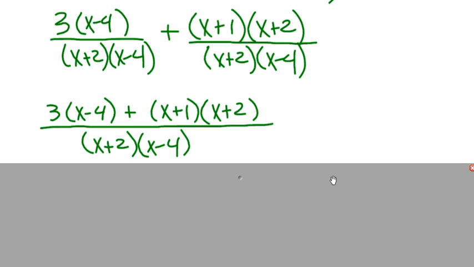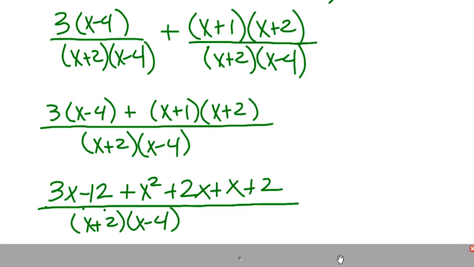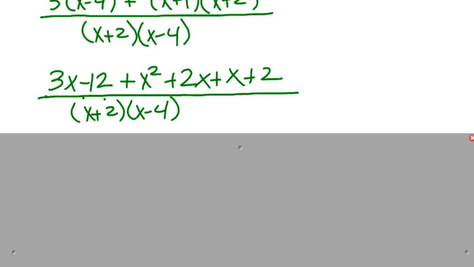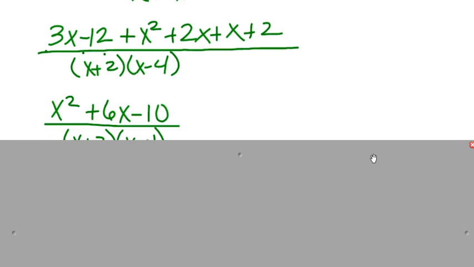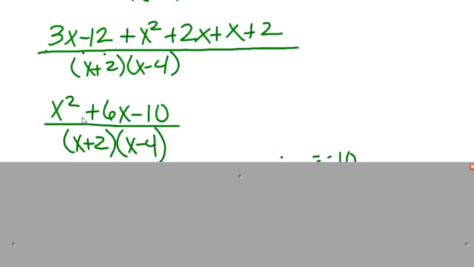So as we get ready to do that, that will bring us to this step. 3x minus 12 plus x squared plus 2x plus x plus 2. As you can see, we have three linear terms we can put together and two constant terms we can put together. So in our numerator, we're working with x squared plus 6x minus 10 over our denominator of x plus 2 times x minus 4. We're working with a quadratic polynomial.